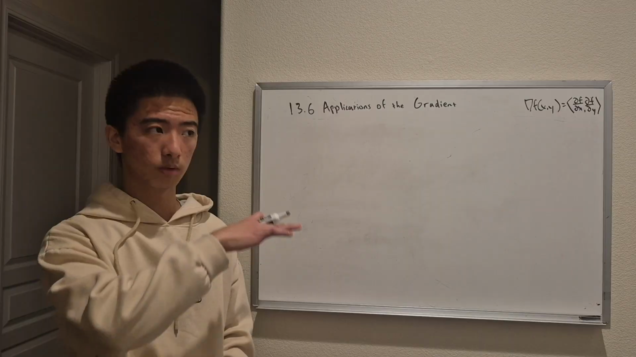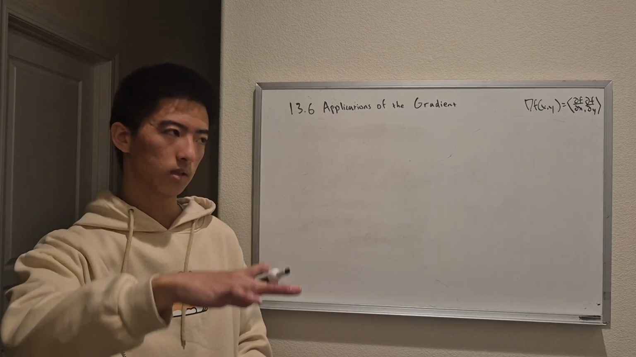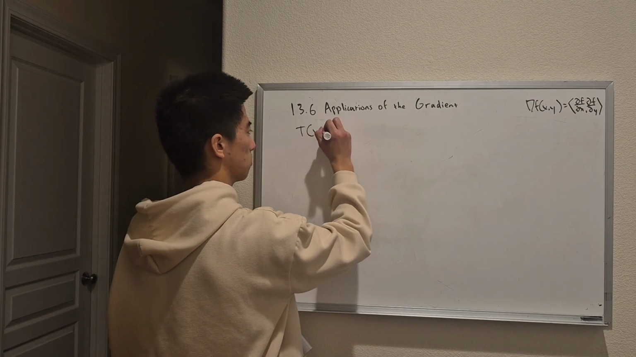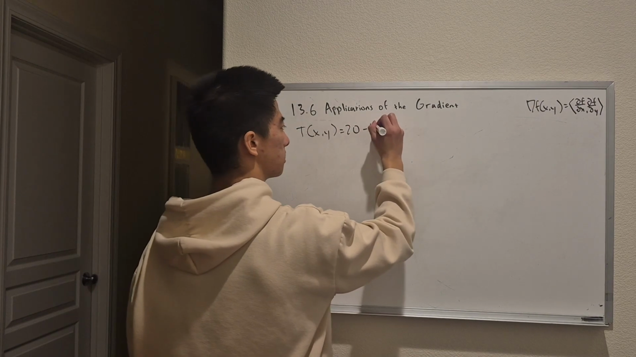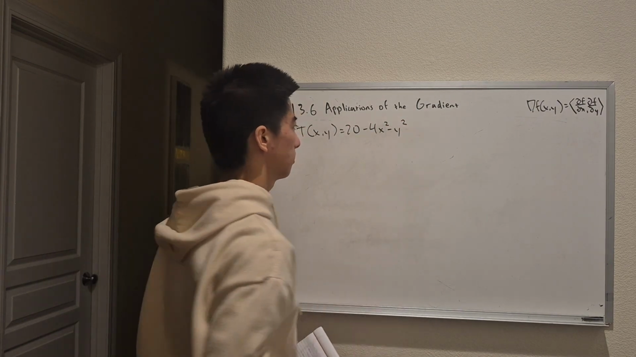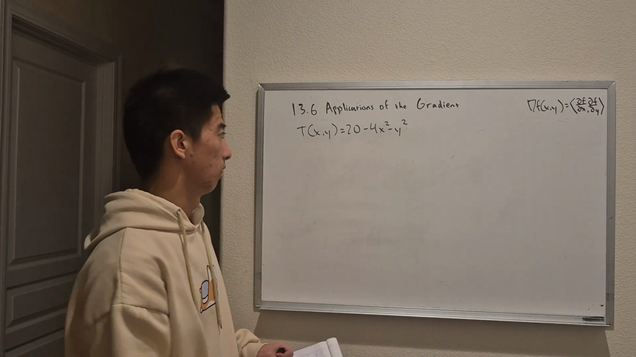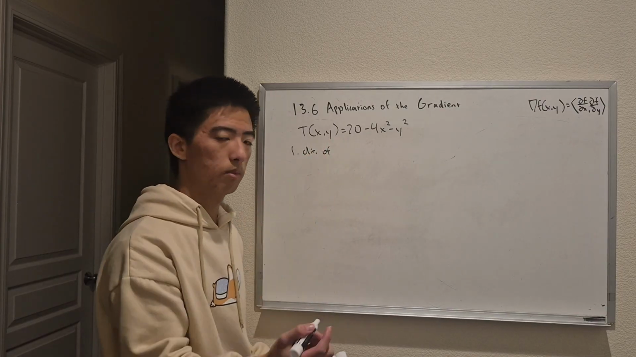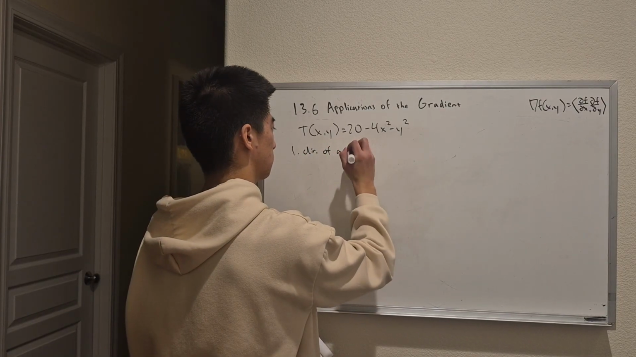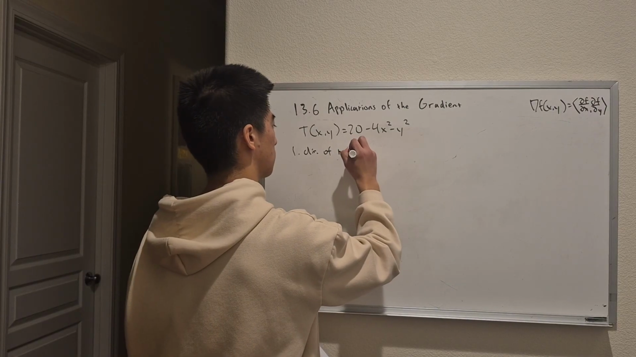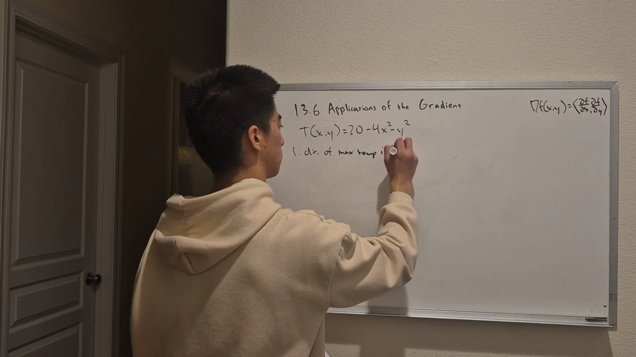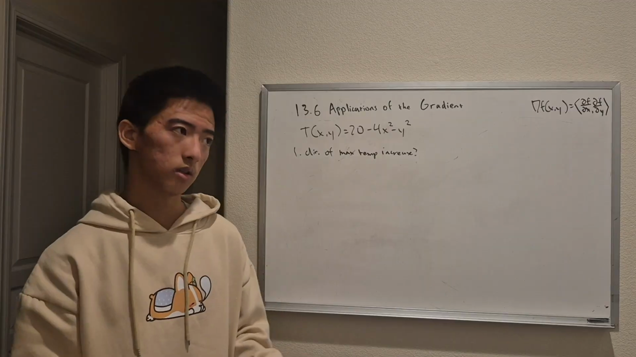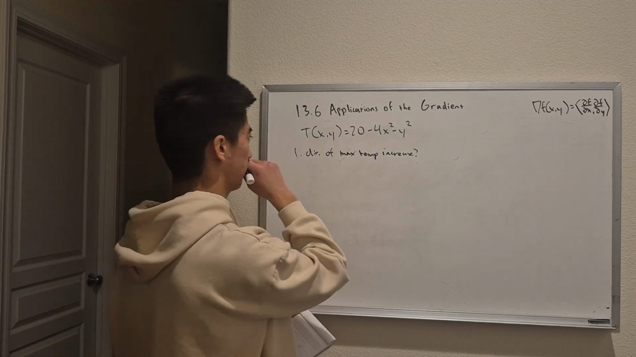Let's say we have a flat metal plate on the xy plane, and at each point we have its temperature, which is defined as T as a function of x, y is equal to 20 minus 4x squared minus y squared. Then the first question is, what is the direction of the most rapid temperature increase, or I'll say the max temp increase? The direction of maximum increase, we just said earlier, is given by the gradient, so we can just find the gradient here.